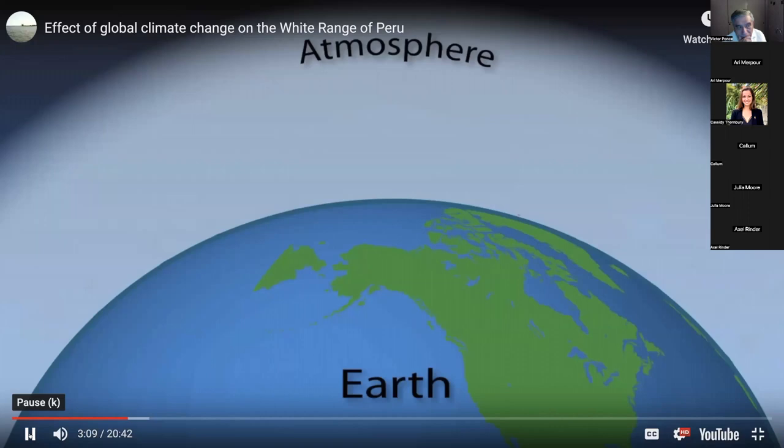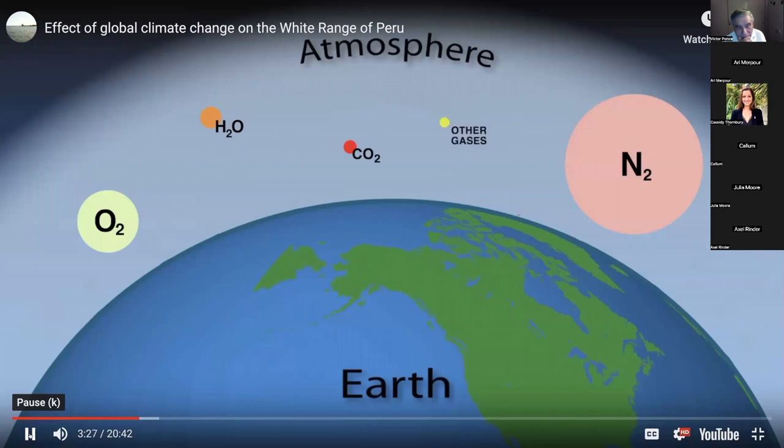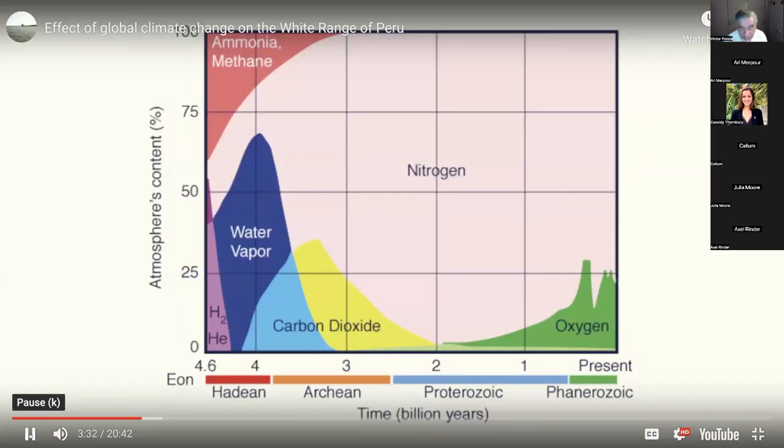To answer this question, we need to look at the constituents of the atmosphere. A, nitrogen, 78%. B, oxygen, 21%. C, water vapor, 0.4%. D, carbon dioxide, 0.04%. And E, smaller percentages of other gases.